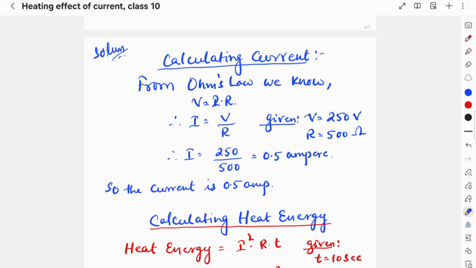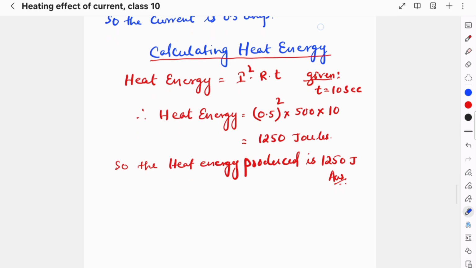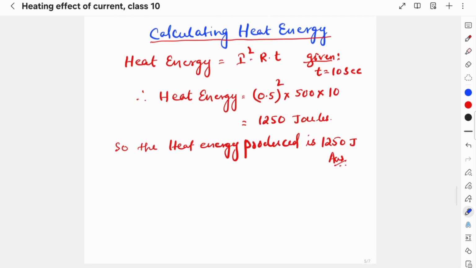Now let us calculate the heat energy which will be produced due to this flowing current. We know the formula, heat energy is I square into R into T. Now it is given the value of T as 10 seconds in the question. So the total heat energy produced will be the value of the current, that is 0.5 whole square, into resistance 500 ohms, into 10 seconds, the time the current is flowing. So this comes to 1250 joules. So the heat energy produced is 1250 joules. This is our answer.